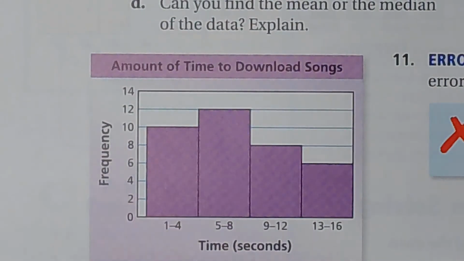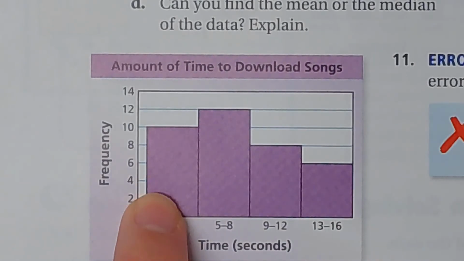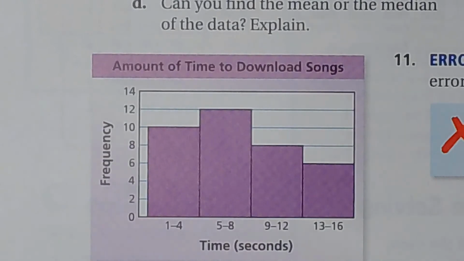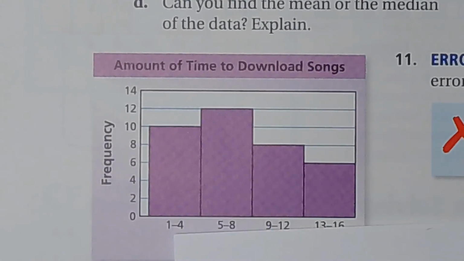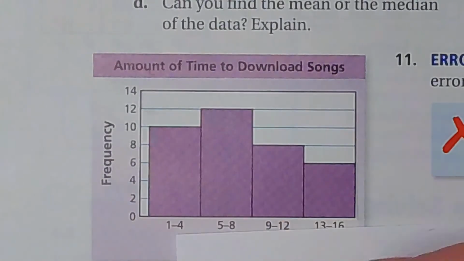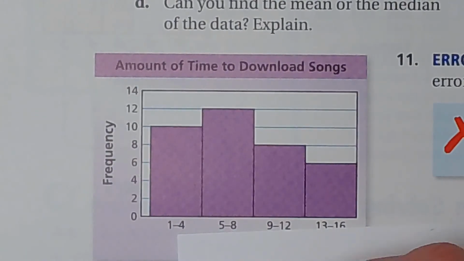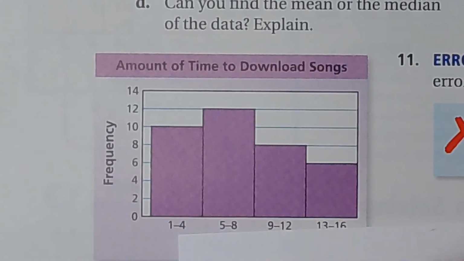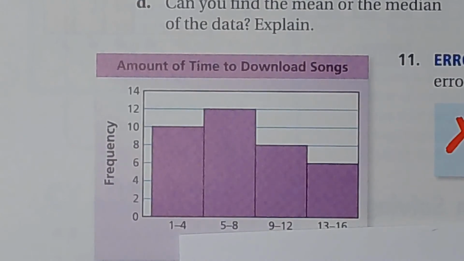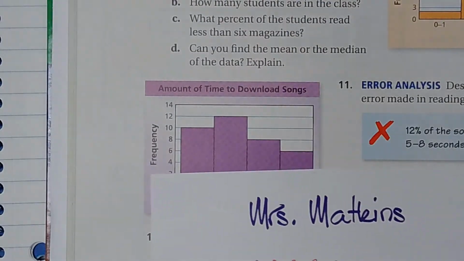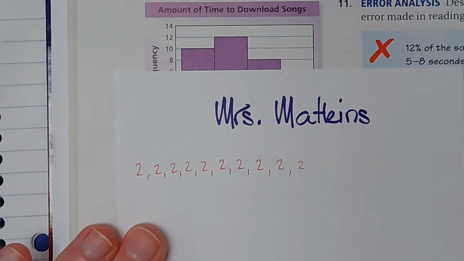So what you would need to do is pick any number in this interval, for example, anywhere from 1 to 4. It doesn't matter which one you pick. We can pick 2. So how many people was it? It was 10 people. So I'm going to write out 10 twos, and I'll show you my paper in just a second. 1, 2, 3, 4, 5, 6, 7, 8, 9, 10. Okay, so I've listed out 10 twos.